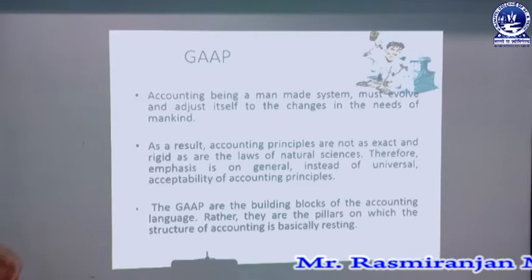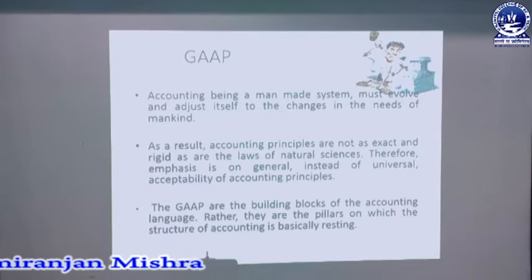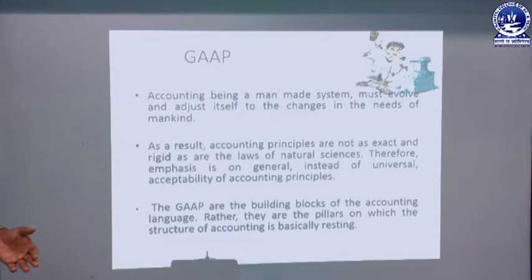As a result, accounting principles are not exact and rigid like the laws of natural science. As it is a man-made system, we must change it. It is not based upon natural science, which cannot be changed. Because of the man-made system of accounting, we can change whenever any changes arise. Therefore, emphasis is on general instead of universal. So it is not universal. It is based upon general concepts and conventions and acceptability of various accounting principles.